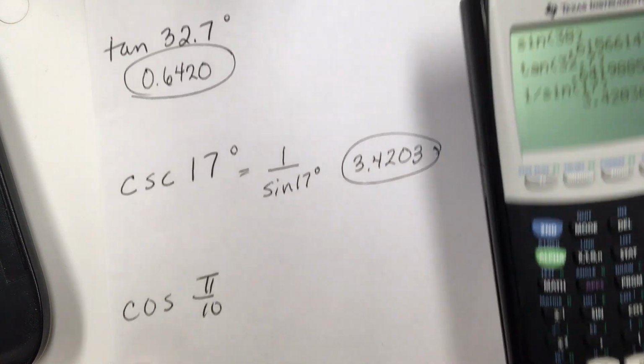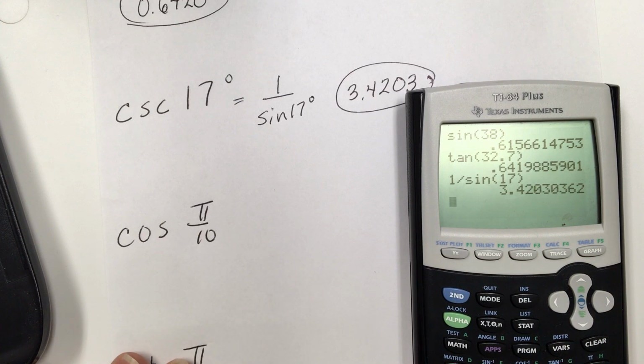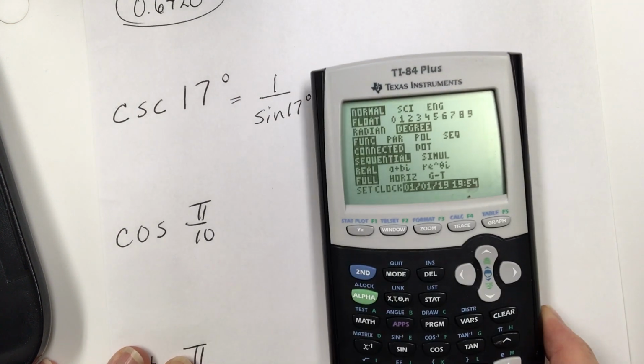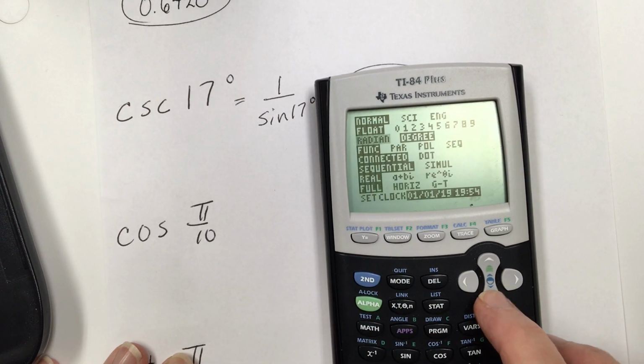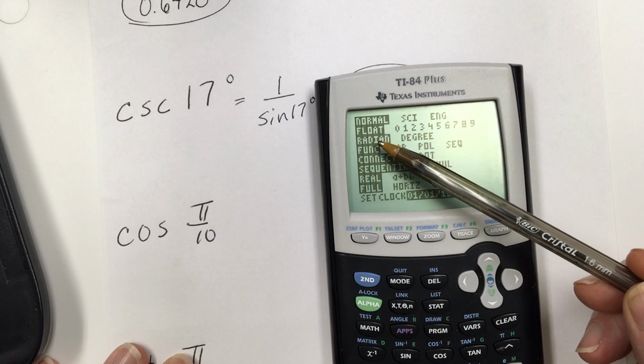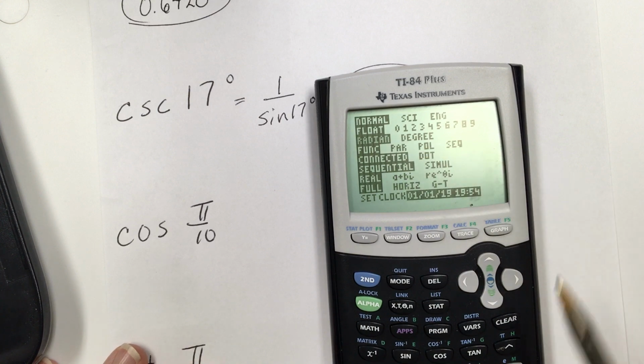Now, the next problem I want us to look at is cosine. Notice we're not in degrees anymore. We're in radians, okay? So therefore, I need to go to my mode on my calculator, and I need to change it to radians. See, you have radians and degrees, so change it to radians. I went to mode, and I came down and changed it to radians, okay?